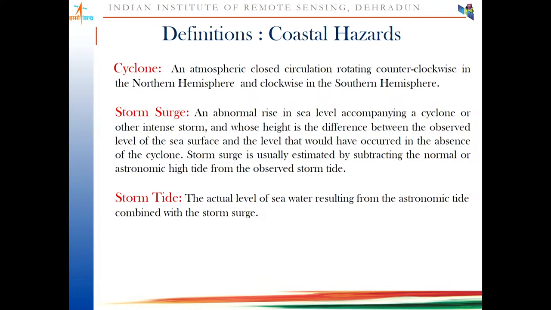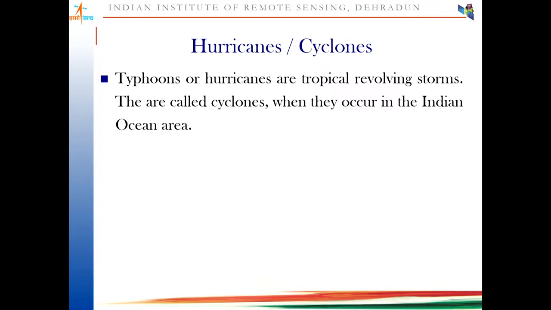There is another term called storm tide, which is the actual level of sea water resulting from the astronomical tide combined with the storm surge. Typhoons and hurricanes are basically tropical revolving storms. They are called cyclones when they occur in the Indian Ocean. When they occur in the Atlantic Ocean or the Pacific Ocean, they are called typhoons or hurricanes.